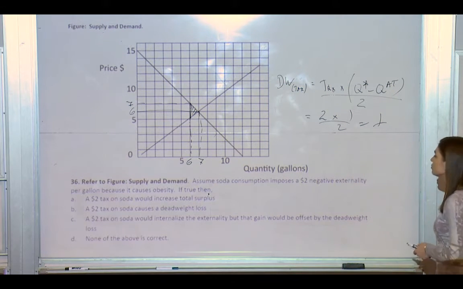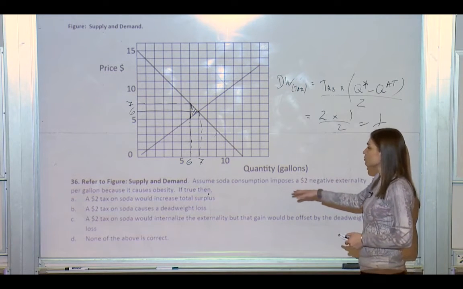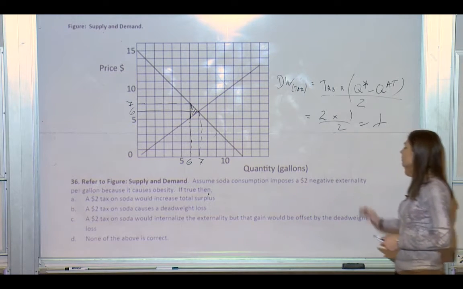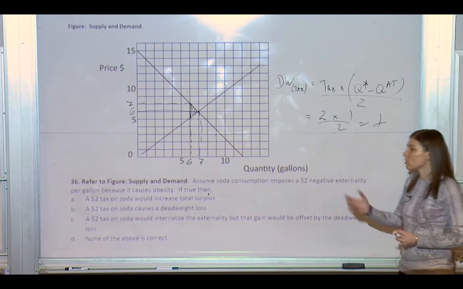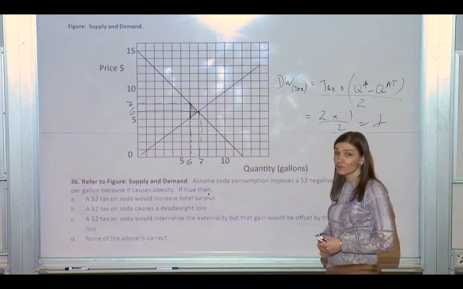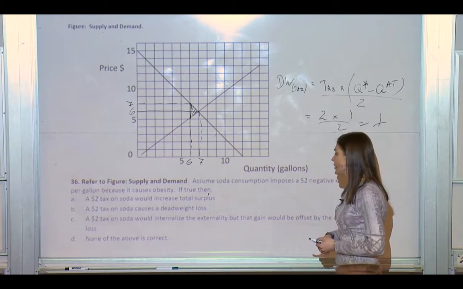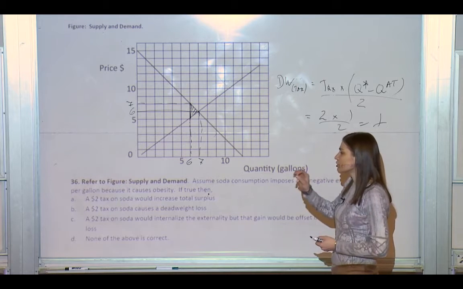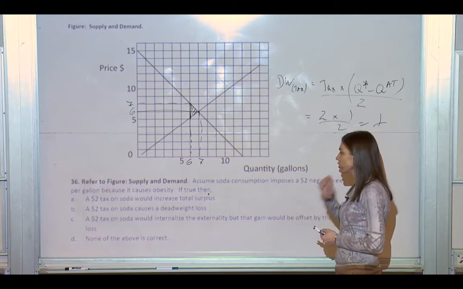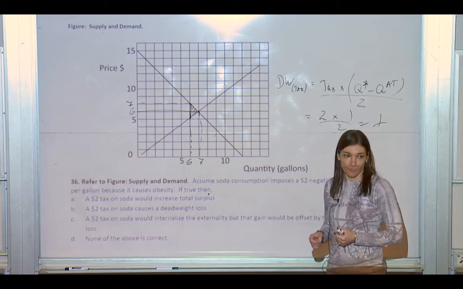Okay, so now assume that soda consumption imposes a $2 negative externality because it causes obesity. If this is true, then a $2 tax on soda would actually increase total surplus. Is that correct?